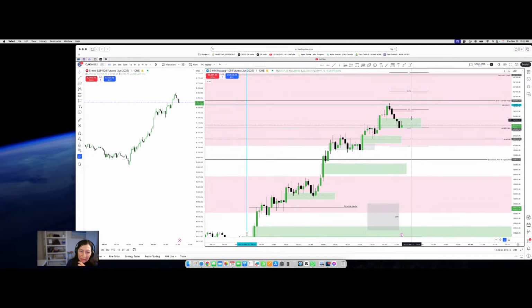Showing signs of weakness, because if price was still very strong bullish, it wouldn't want to come past the 50% of this BISI. It would dip in, but stay in the top quadrant of this BISI. So in my view, we're showing a little bit of weakness here.